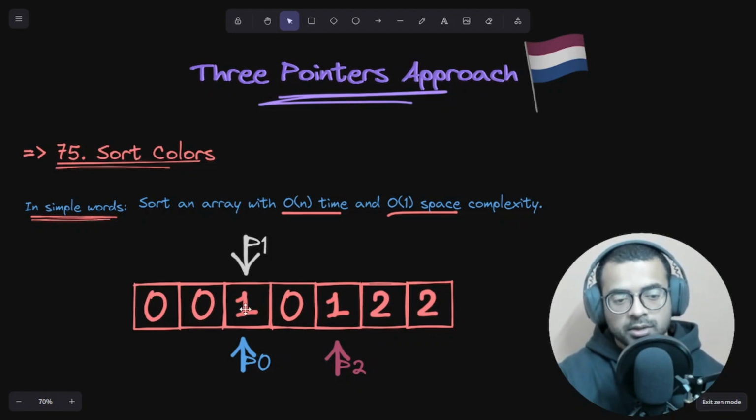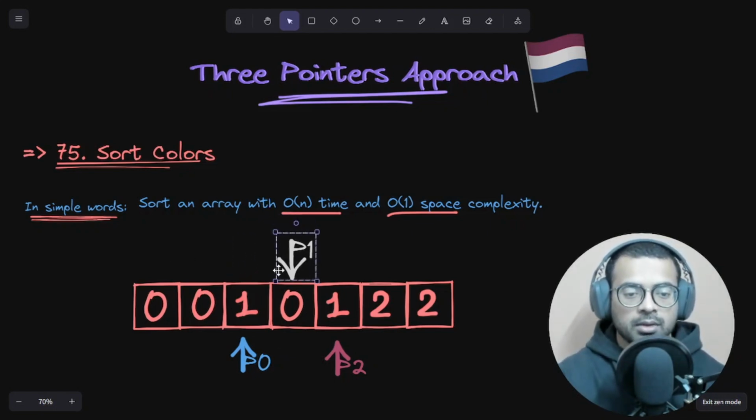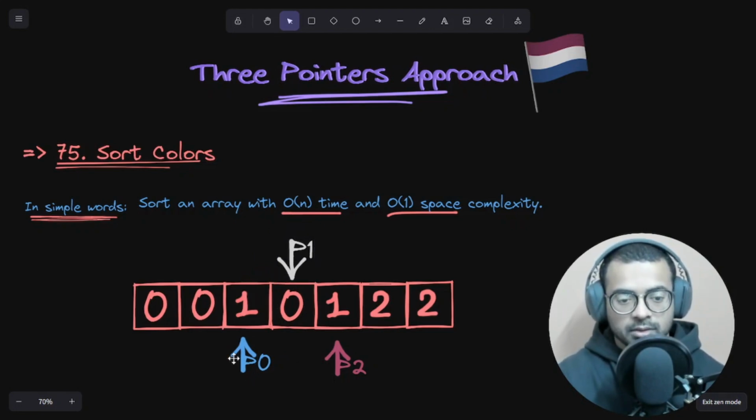Now let's check what P1 is pointing towards. P1 is pointing towards this 1. As I said earlier, if P1 is pointing towards 1, we will simply ignore that element and move one step forward. So P1 got moved one step forward, but P0 will stay there, because we haven't found 0 at this position.